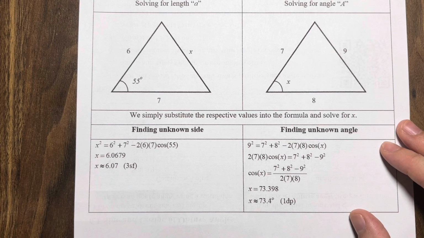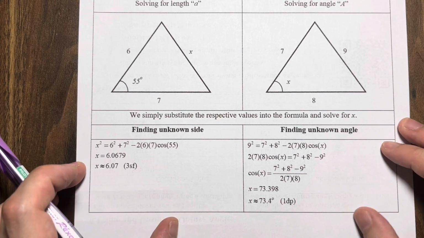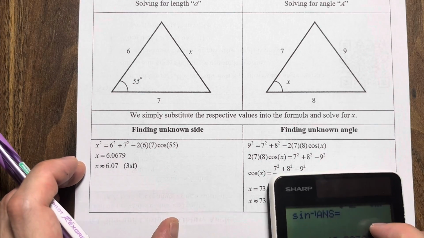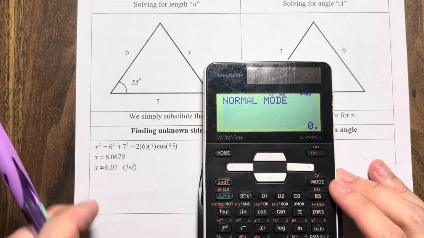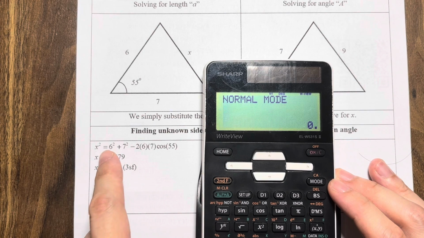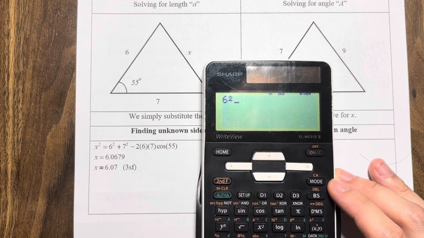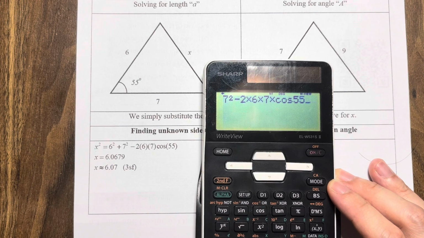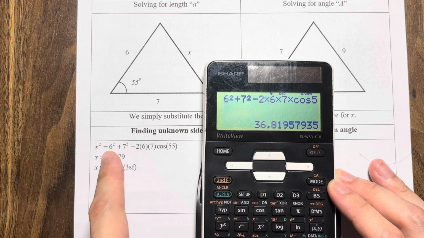Now that I've slotted everything in, you notice that there's only one unknown, which is x squared. So what I do is I simply press the calculator. Let me demonstrate how I do it, because in your exam, your working should be the same. You give me the cosine rule, and the next thing is the answer straight away. It's very similar to the sine rule. I'm going to press this whole thing in the calculator: 6 squared plus 7 squared minus 2 times 6 times 7 times cosine 55. I'm pressing everything on the right side here.